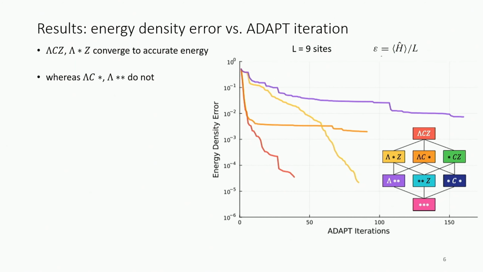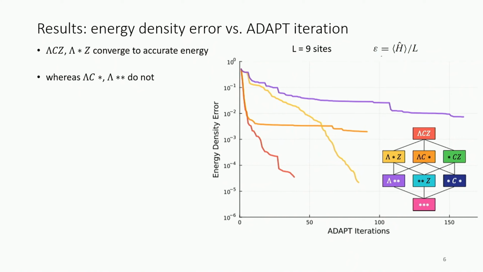Next, on the other hand, we find that two other translation invariant pools, which in addition to relaxing the charge conservation as earlier, also relax the property of the Z strings. So let's look at the orange and purple curves for now. So these are translation invariant operator pools, but we can see that they are not able to achieve a good final energy accuracy. So they don't perform very well.